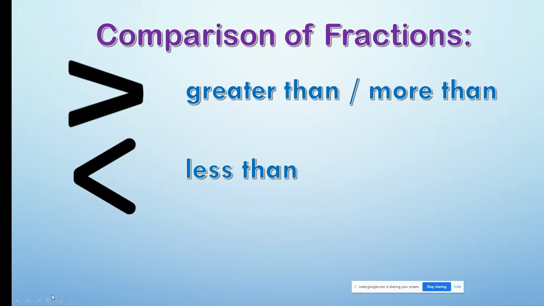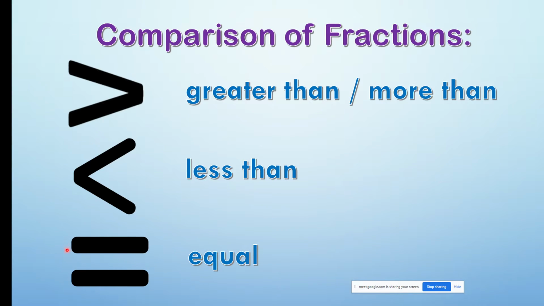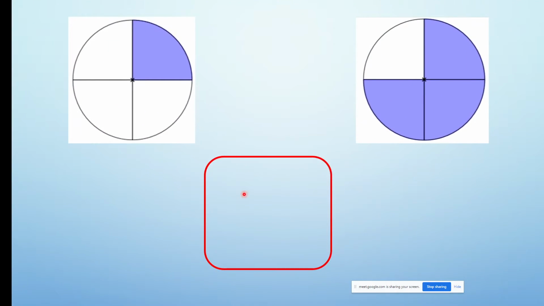Next, another symbol we have means less than. When you say less than, the number here is smaller, less than the number here. Next, we have equal. When you say equal, it means this number is the same as this number. Now let us try some examples of numbers that have the same denominator.